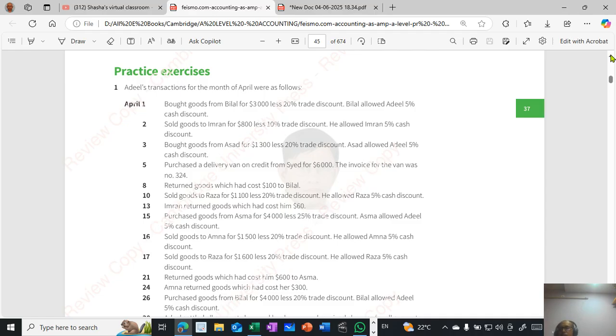So the next lesson is how to balance the accounts. How to balance the accounts, that is what we are going to learn in the next lesson.